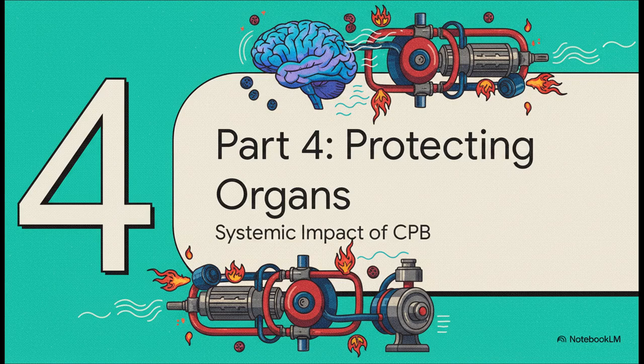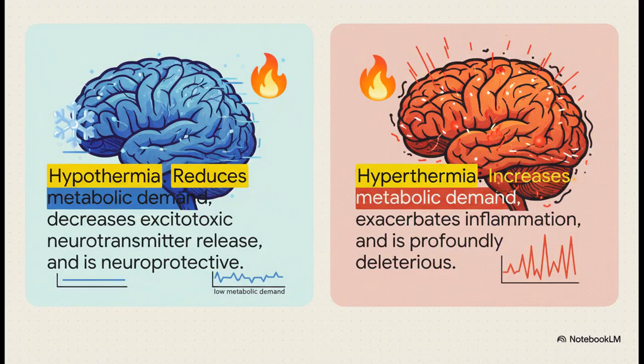Okay, so let's zoom out a little bit, from the machine itself to the bigger picture of what bypass is doing to the patient's entire body. The simple act of blood touching the foreign surface of the circuit unleashes this massive systemic inflammatory response. Our management strategies, specifically with temperature and perfusion, have a profound impact on end organ function, particularly the brain and the kidneys. When it comes to the brain on bypass, temperature management is everything.